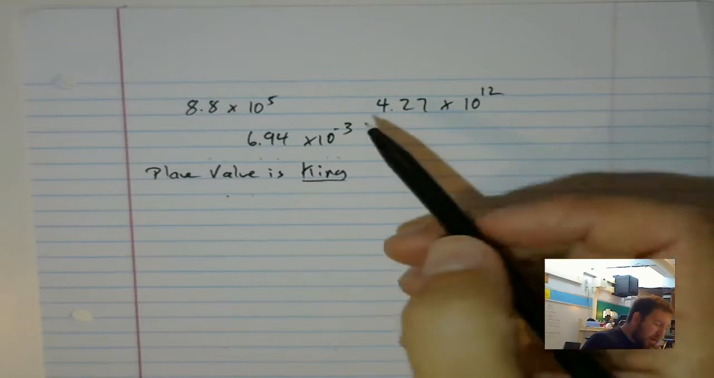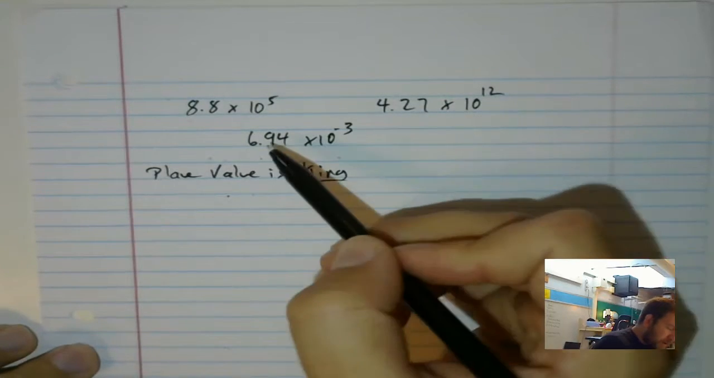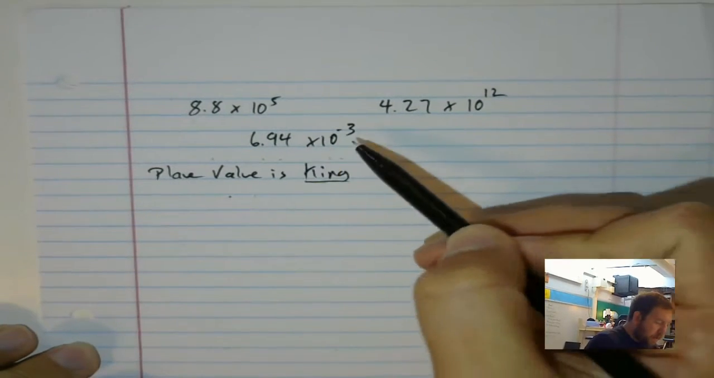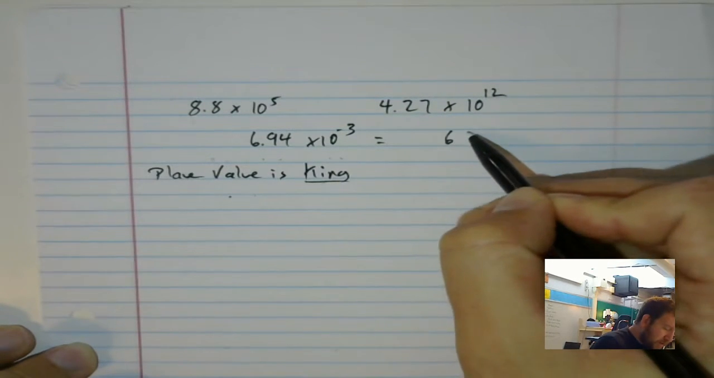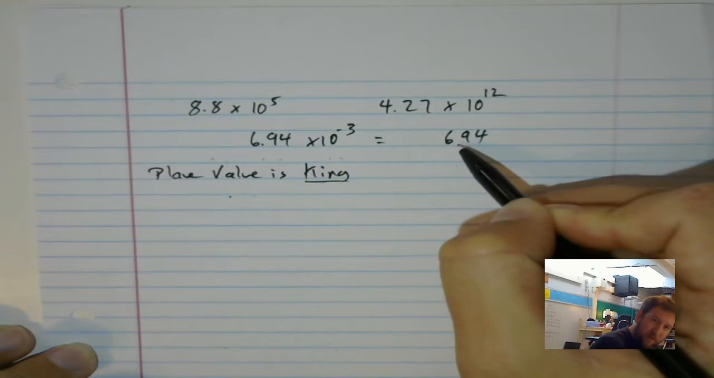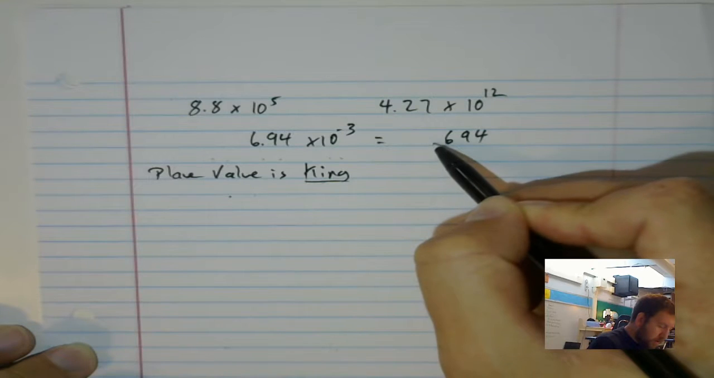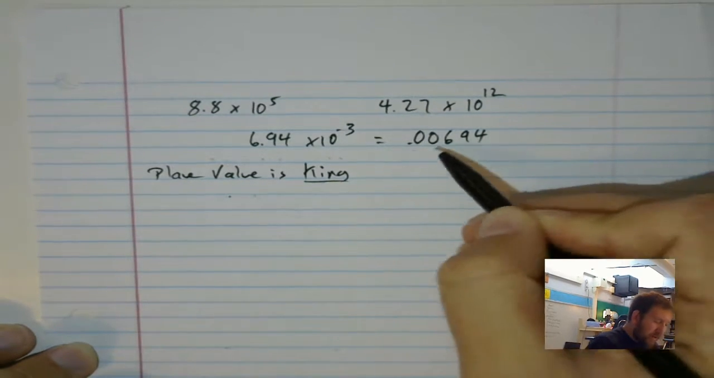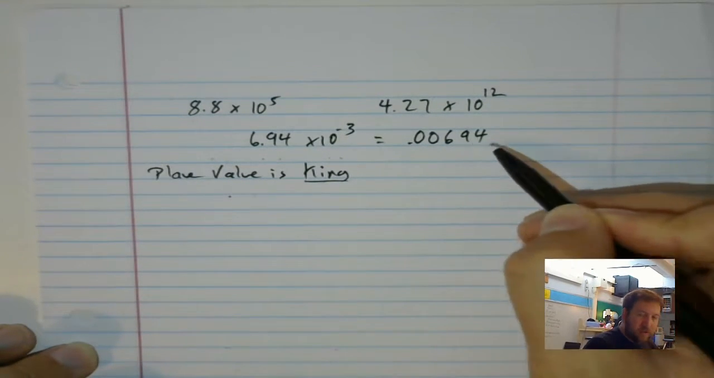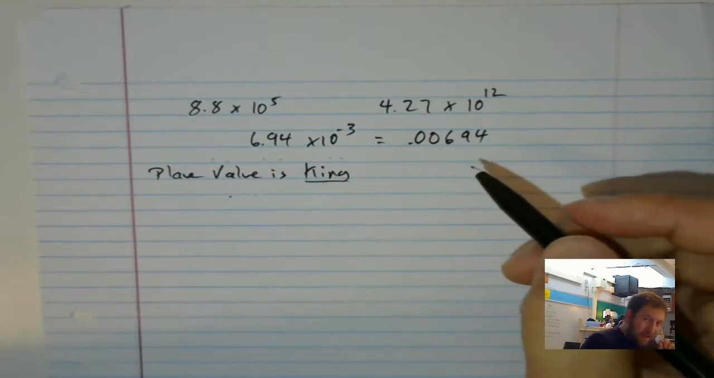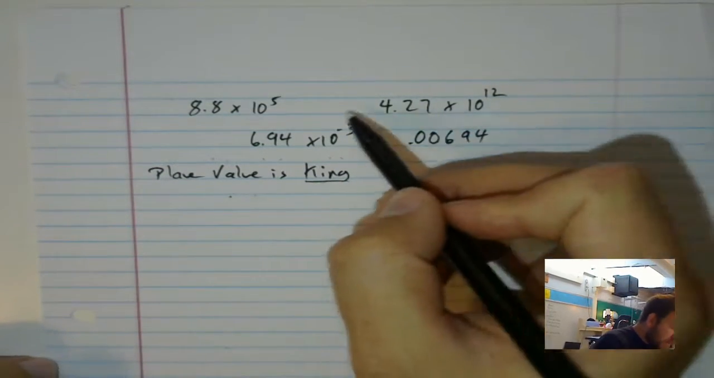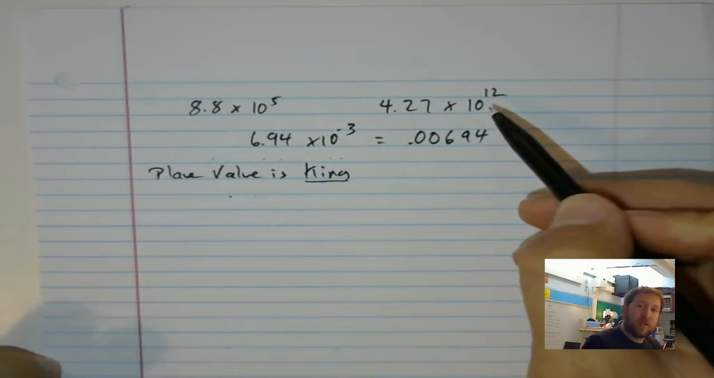So some of you might start to realize that this really isn't 6.94. If I write 694, and I start with my decimal point here, I can go 1, 2, 3. It's really 0.00694. Is that number big or small? It is tiny, right? It is very, very small. Whereas these numbers up here are much, much larger.